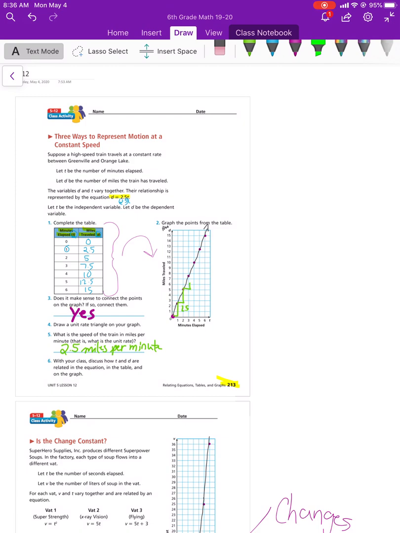This is something that I used every single day in science when we were graphing and making observations.